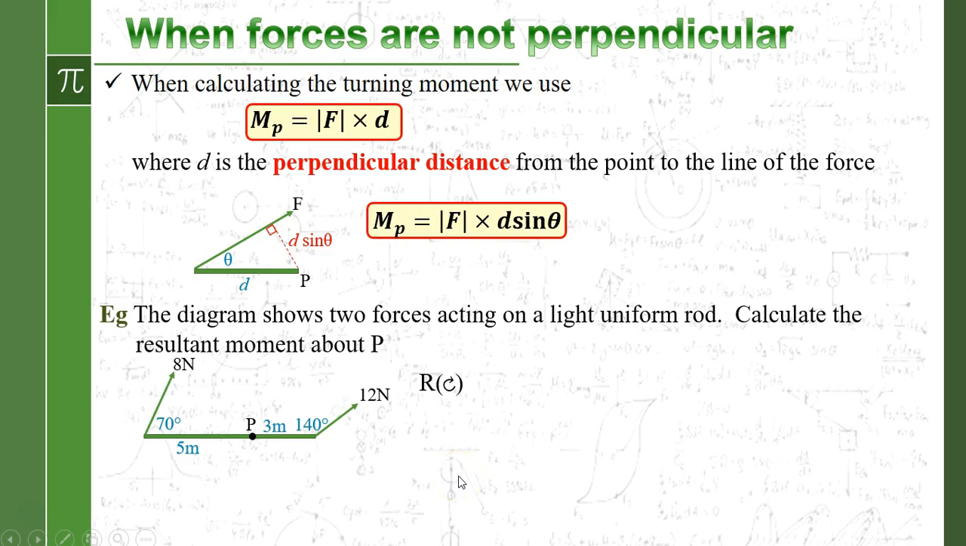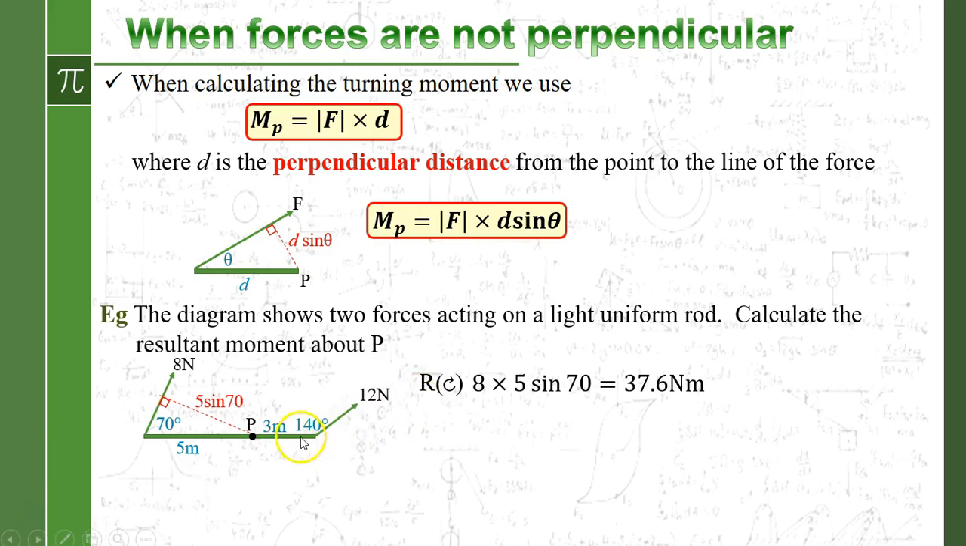So what we need to do is have a look at what is the perpendicular distance from the line of the force to point P. So let's just put that in. That's going to be that distance there, which is 5 sine 70. So our clockwise moment is going to be 8, the force, times the distance, 5 sine 70. So that's 37.6 Newton metres.